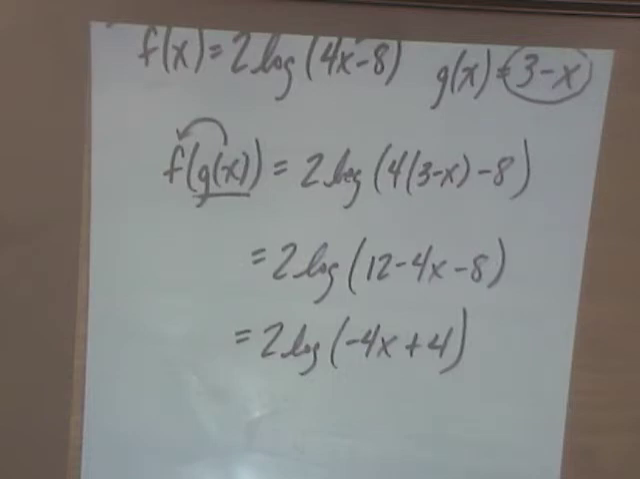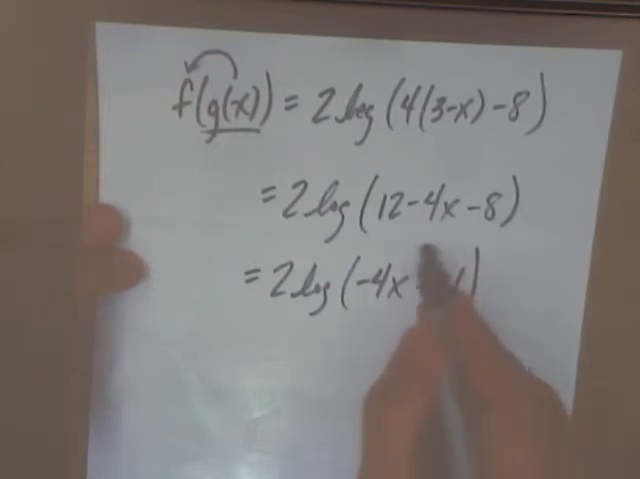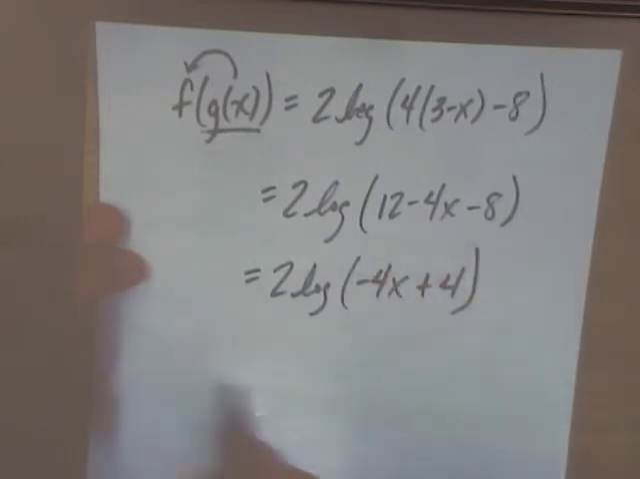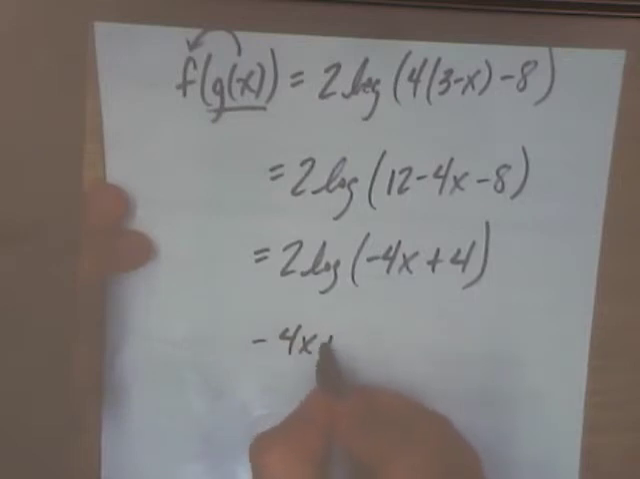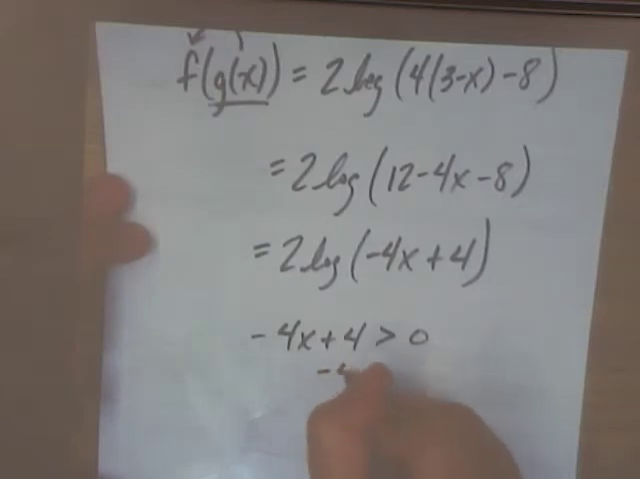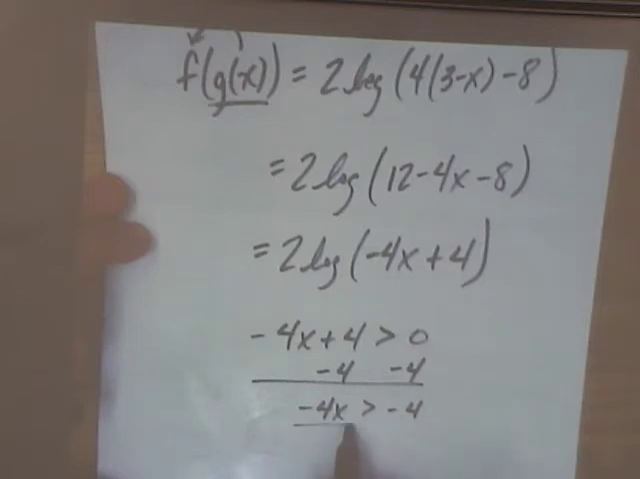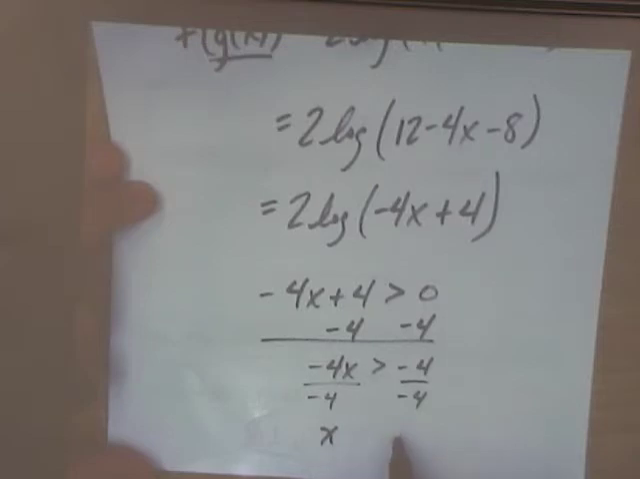What are the restrictions when you take the log of a number? You can't take the log of a negative number. Or 0, right? Good. So whatever you're taking the log of has to be greater than 0. So negative 4x plus 4 has to be greater than 0, right? Minus 4, negative 4x greater than negative 4, divide by negative 4. x has to be less than 1.